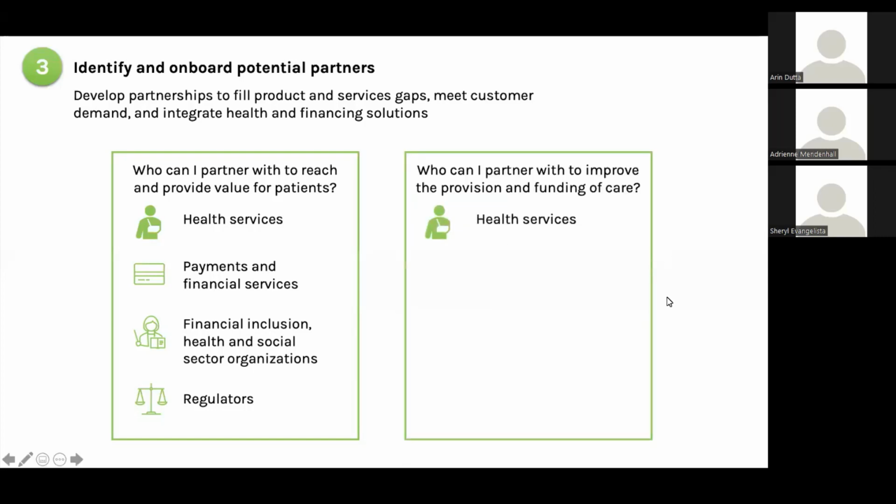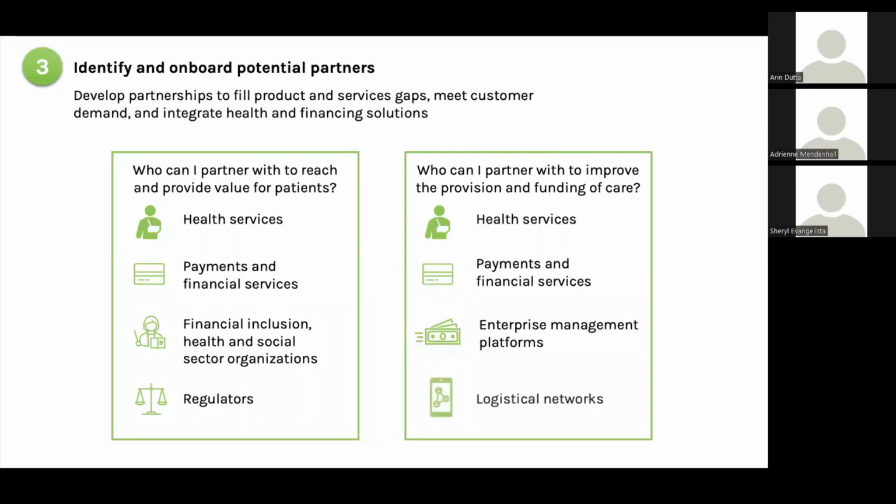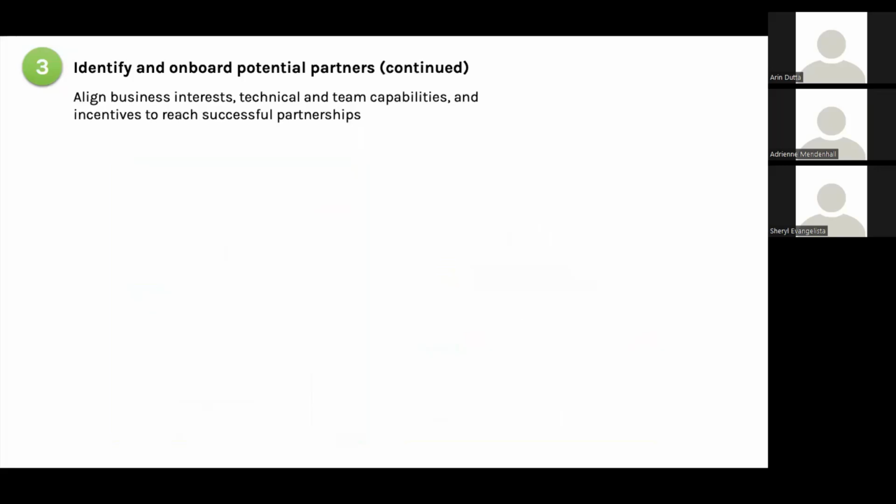And then on the supply side, so for working with providers and payers, of course, we still want to work with healthcare services and the payments and financial services. But we also want to be able to bring in enterprise management platforms. So these are the tools such as e-invoicing, e-billing, more of the supply chain management tools that are going to be able to reduce costs for providers and payers, and bring in those cost efficiencies into the system, and along with logistical networks as well.